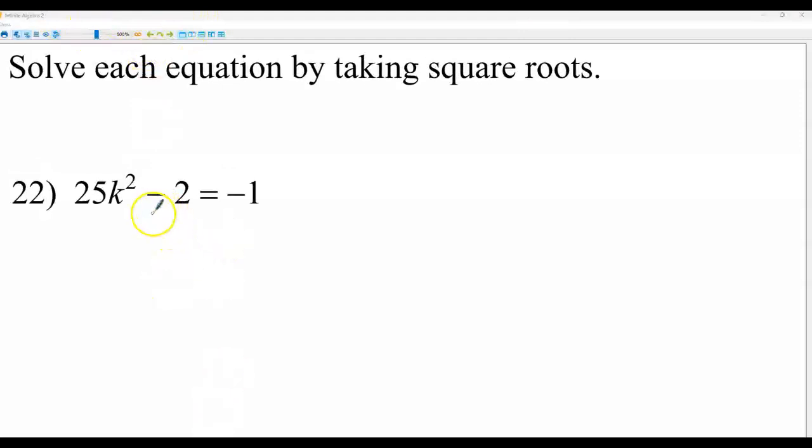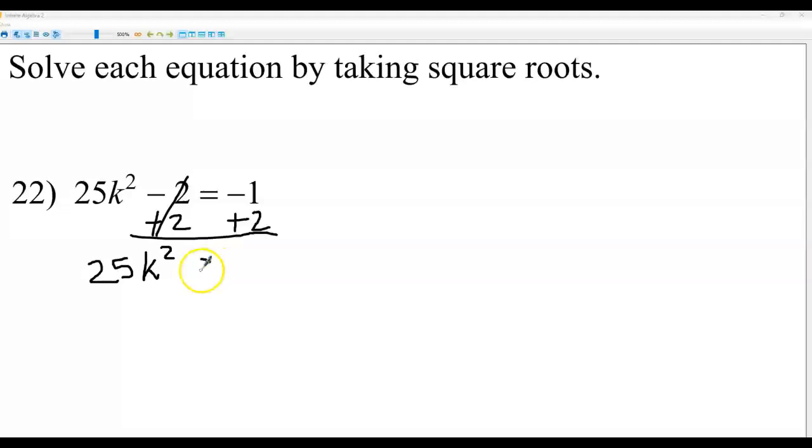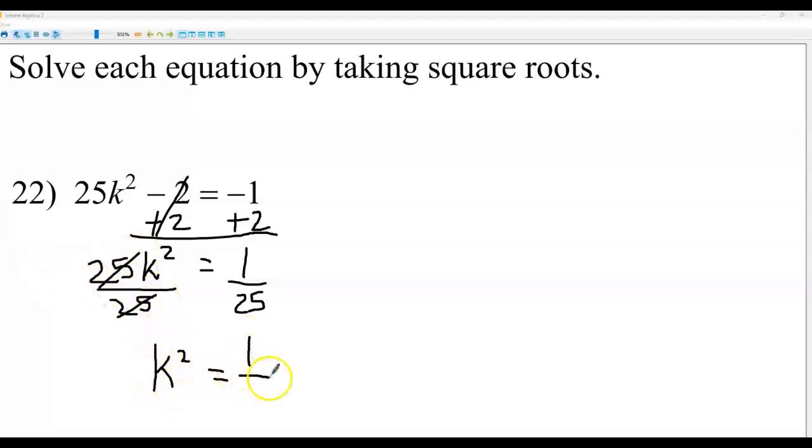The first thing we would do is we want to get the k squared by itself. So I'm going to add 2 on both sides first. Then I'm going to get k squared by itself, I'm going to divide by 25 on both sides. And we're left with k squared is equal to 1 over 25.